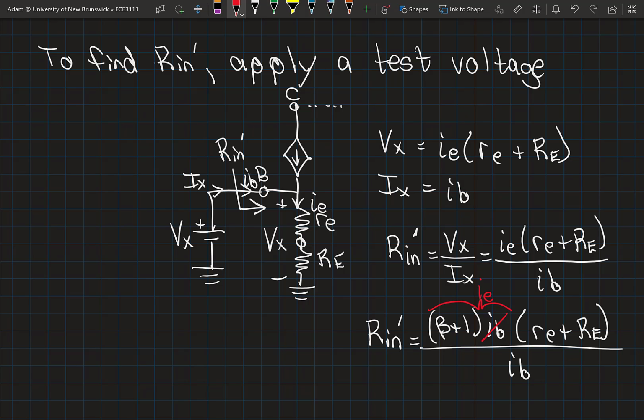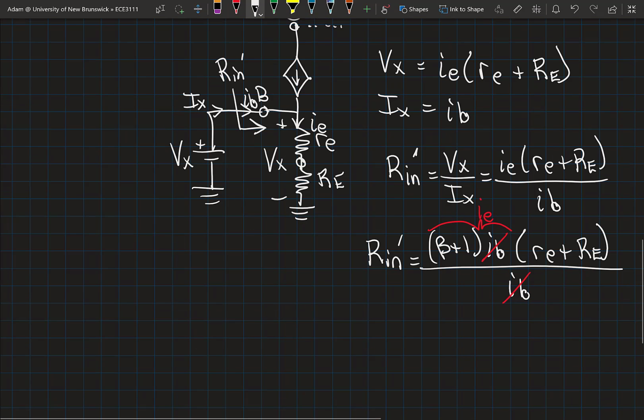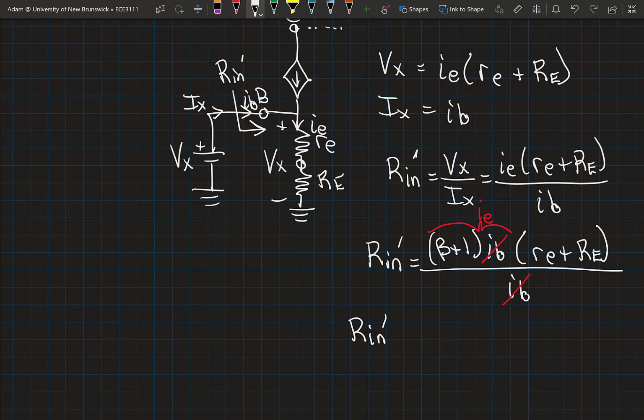Here we see that these IB terms can be cancelled, and I'm left with an input resistance looking directly into the base that's equal to beta plus 1 times the intrinsic emitter resistor plus the resistance of that external emitter bias resistor. You might recognize that beta plus 1 times re is actually equal to R pi.